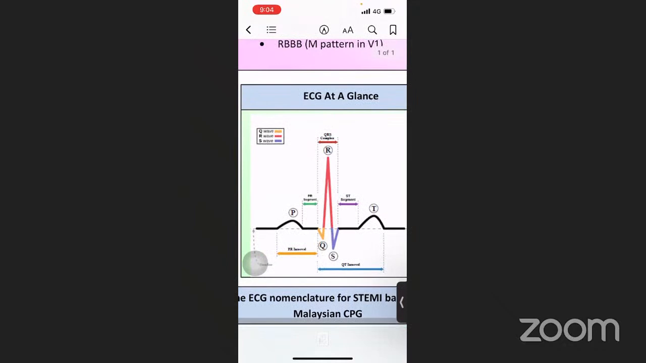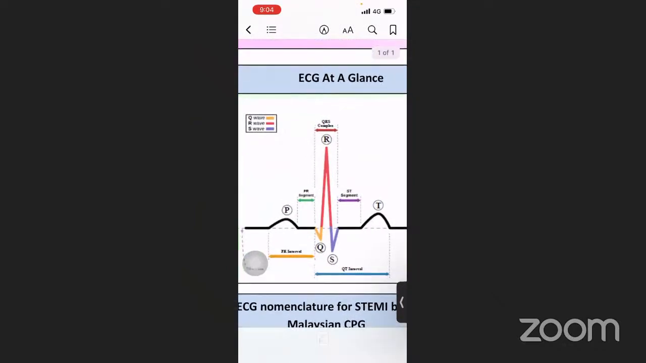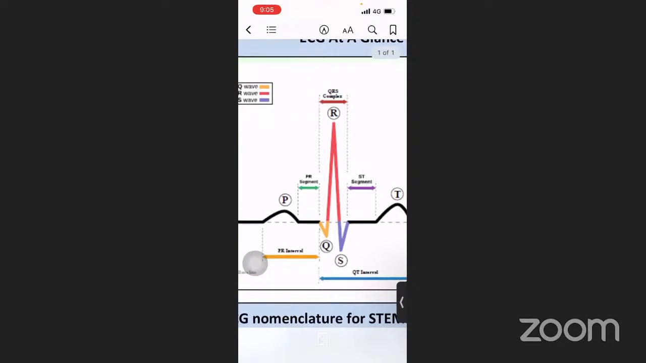Okay, so the first deflection is P, followed by the PR interval. Now we go to terminology. What is the meaning behind each segment? This is very important. You have the P wave followed by the PR segment, but the PR interval stands for the interval taken from the beginning of P up to the beginning of QRS.